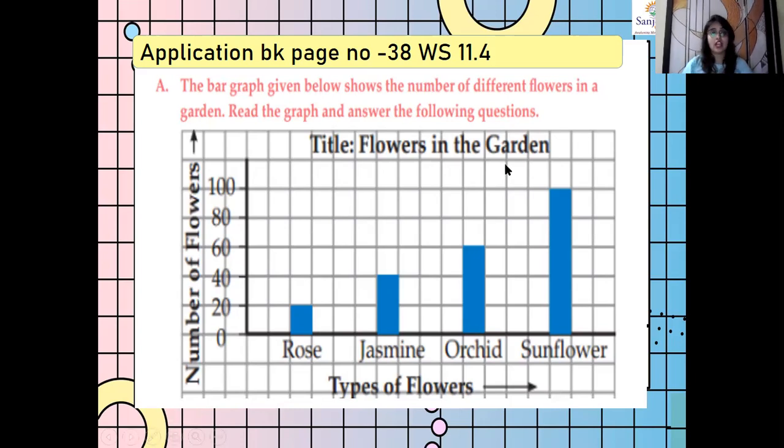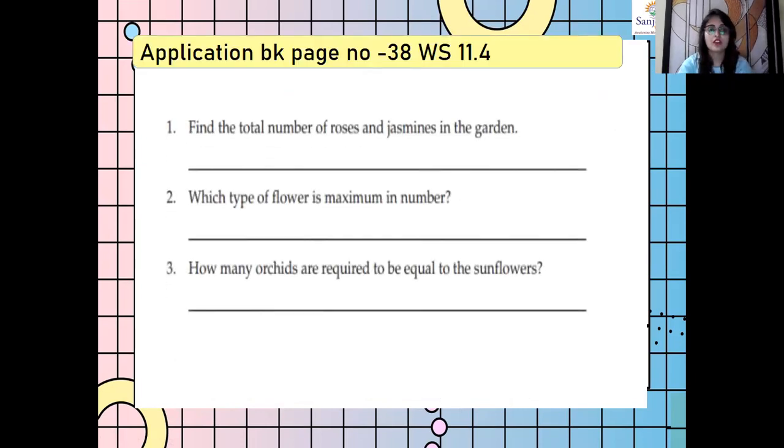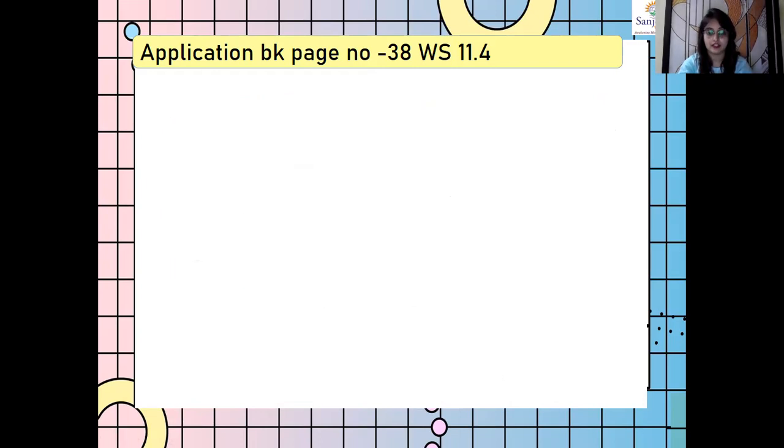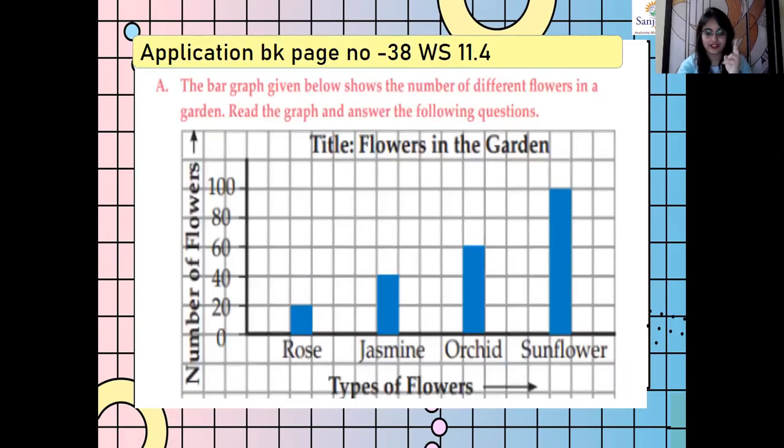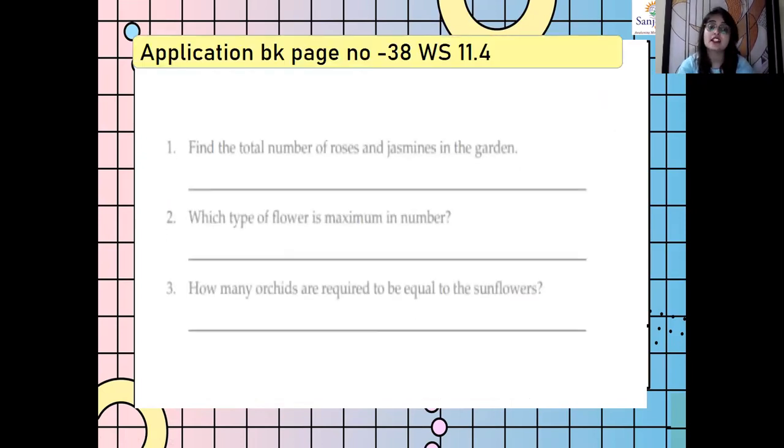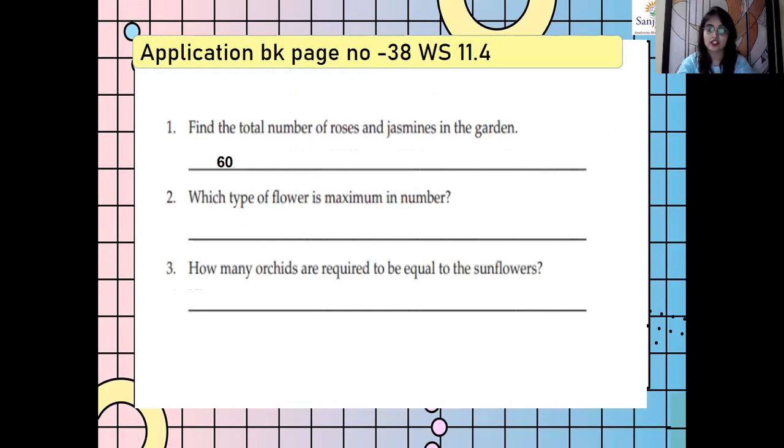Now children, we have learned about the pictograph. Here we will be answering the questions based on the bar graph. First one: find the total number of roses and jasmines in the garden. So how many roses are there? 20. And how many jasmines are there? The bar is given till 40. So 20 plus 40 is 60. So the total number of roses and jasmines is 60.